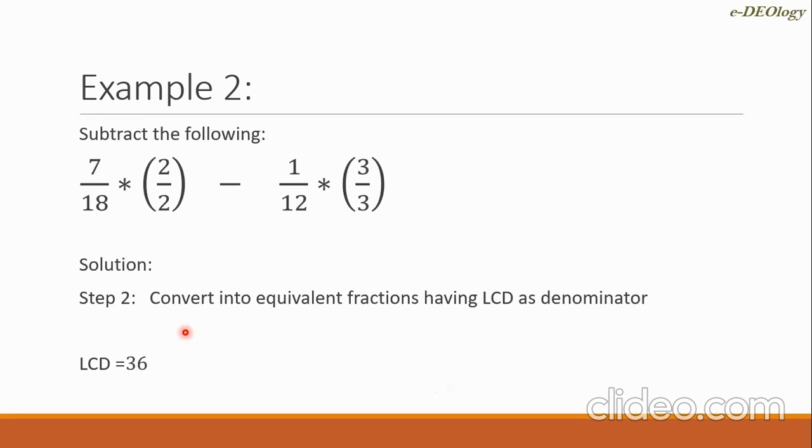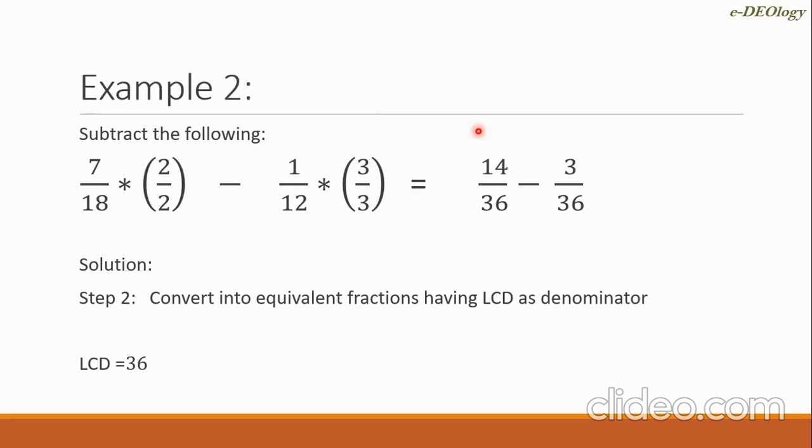So for step 2, we are now to convert the fractions into equivalent fractions. We want to convert this 18 into the LCD 36, so we multiply 18 by 2. So in here, it is 2 over 2. On the second fraction, the 12 must be multiplied by 3 so that we get 36. So this fraction is 3 over 3.